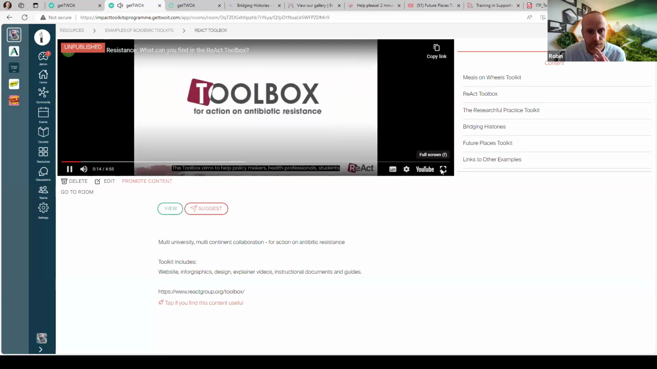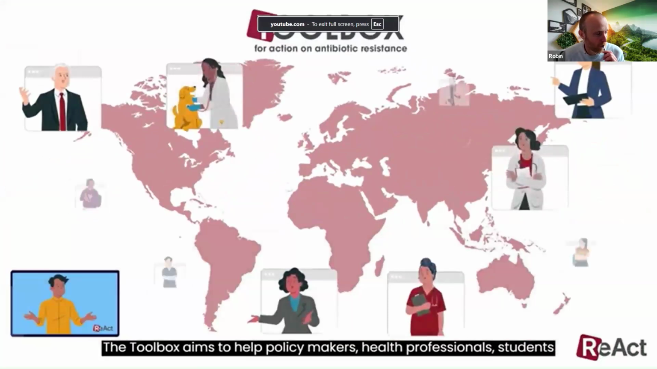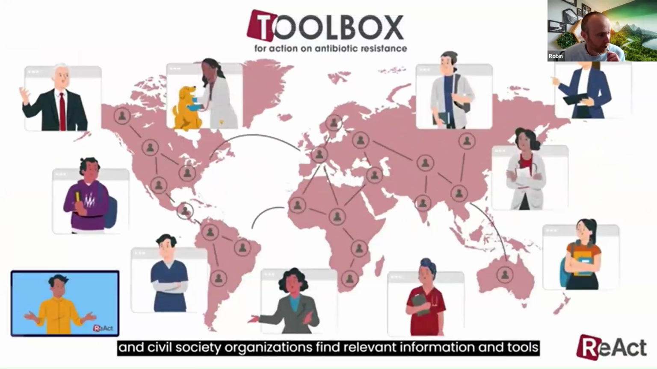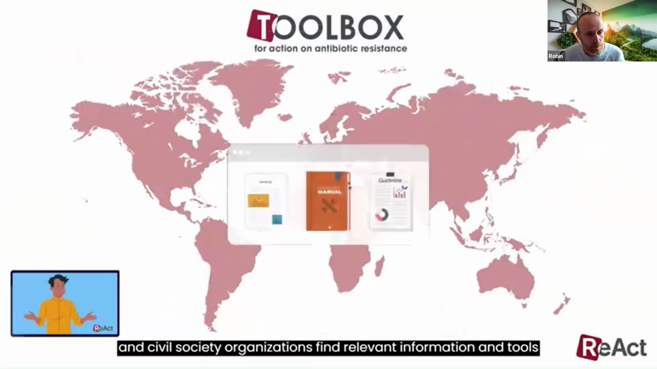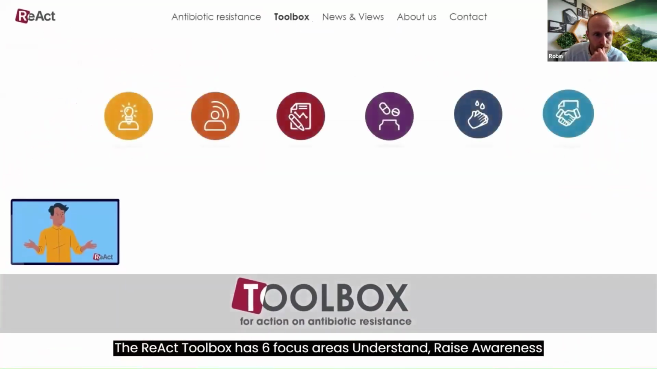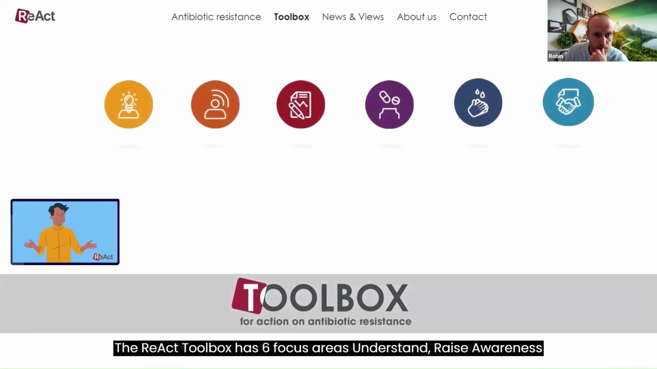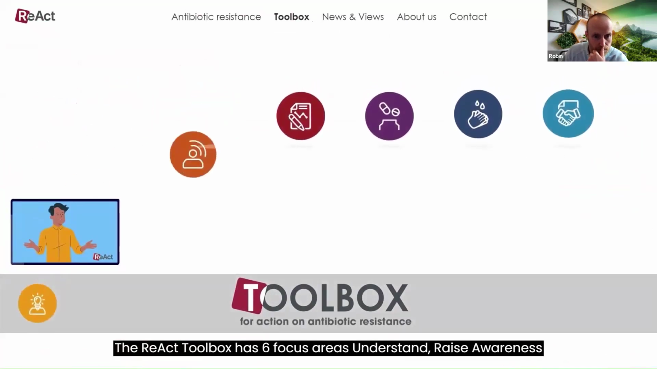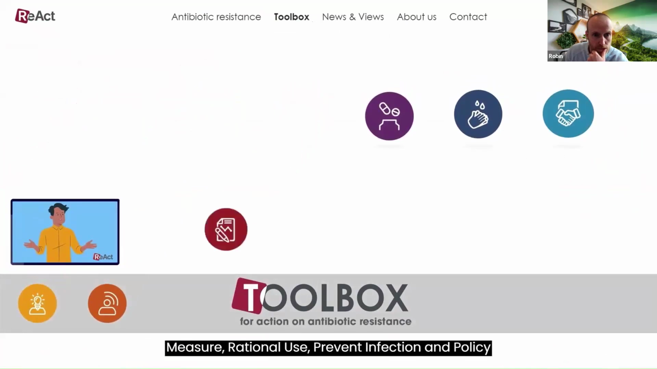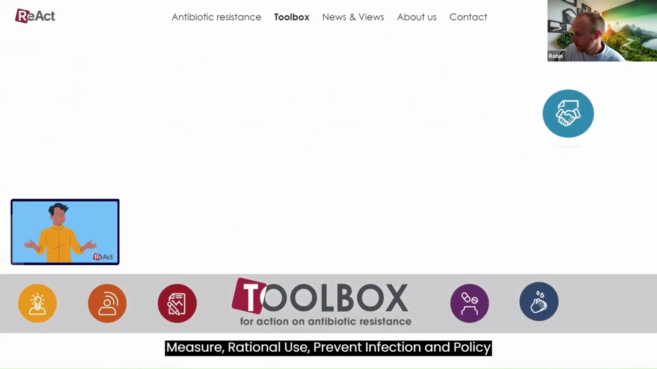The toolbox aims to help policymakers, health professionals, students, and civil society organizations find relevant information and tools to address antibiotic resistance with a specific focus on low-resource settings. The REACT toolbox has 6 focus areas: understand, raise awareness, measure, rational use, prevent infection, and policy.